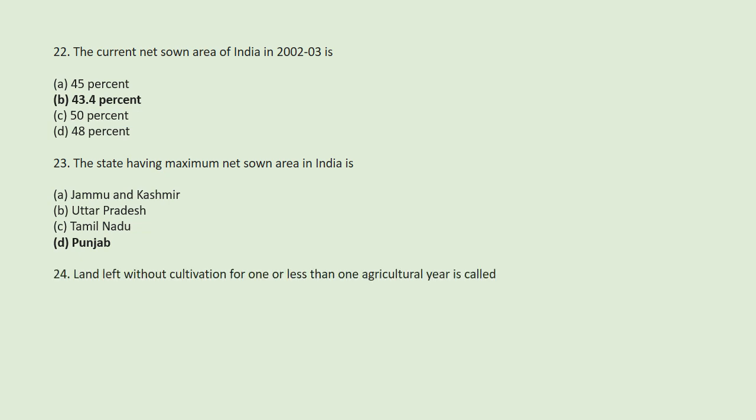Question 24. Land left without cultivation for one or less than one agricultural year is called A. Cultivable wasteland, B. Current fallow land, C. Wasteland, D. None of the above. Option B is the right answer. Land left without cultivation for one or less than one agricultural year is called current fallow land.